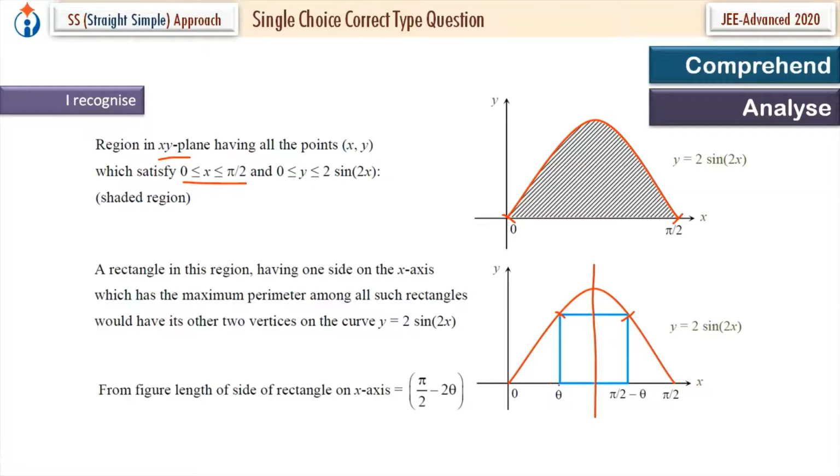So if I take this point as theta, the value of x, then this will be pi by 2 minus theta. So this total length is pi by 2 minus 2 theta. And this side will be equal to 2 sine 2 theta. So I got the two sides in terms of theta. So area will be a function of theta.